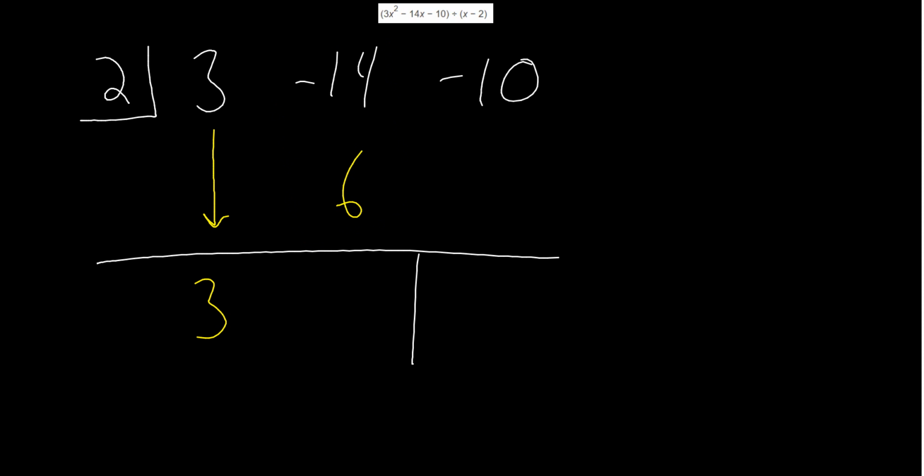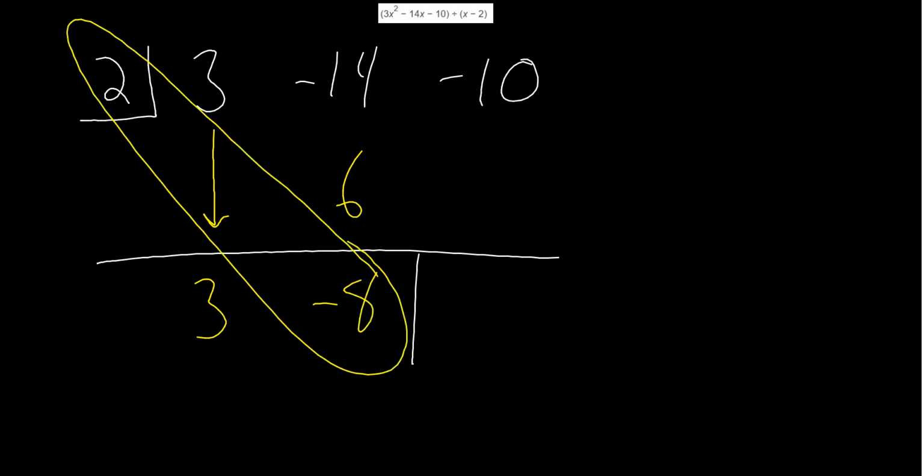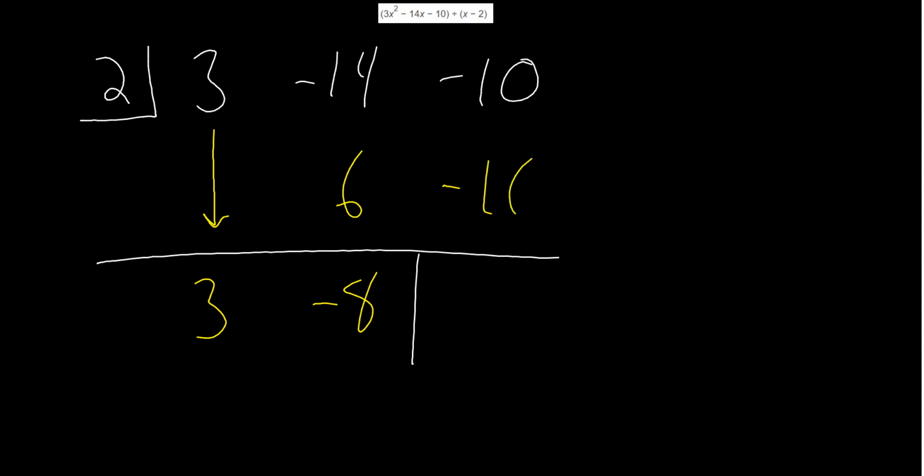I'm sorry, negative 8. Okay, and I'm going to do negative 8 times a positive 2, which is negative 16. And then negative 10 and a negative 16 gives me a negative 26. So what happens here is that my dividend is a second-degree polynomial. If it's a second-degree polynomial and I'm dividing by a first-degree polynomial, I'm going to go down one exponent. So 2 minus 1 is 1. So this is going to turn into a 3x minus 8 with a remainder of negative 26.